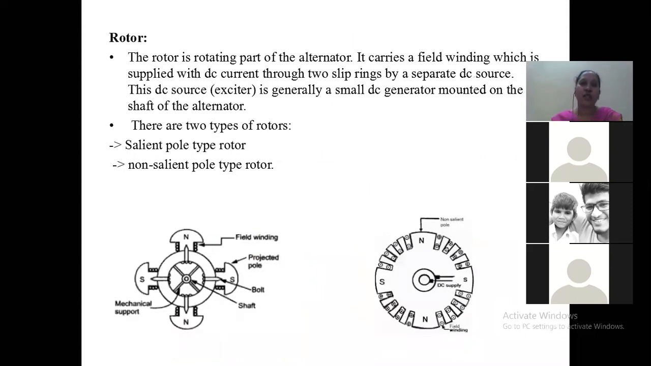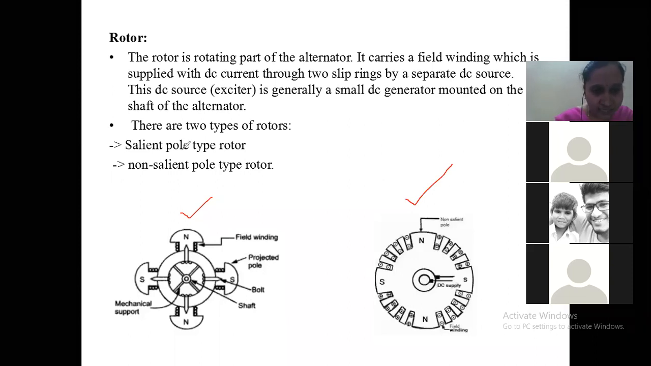So coming to the rotor construction, you can see the rotor here. This part is nothing but our rotor. We have two types of rotors. Depending upon the type of rotor, we decide the type of alternator. If it is a salient pole type of rotor, it will be like this, the first one. So this is our salient pole rotor, and this is our non-salient pole type of rotor.